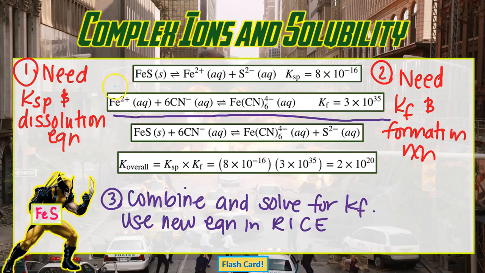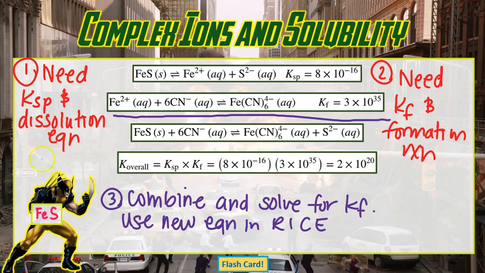To see the effects of complex ion formation on solubility, we couple, or add, the dissolution equation with its Ksp value with the formation equation and its Kf value, just like we see here. Once we couple them together, we make sure to get rid of any species that is the same on both sides of the equation. We then multiply their equilibrium constants to get an overall K value. We can use this overall K value to get the molar solubility with the new equation created from an ICE table.